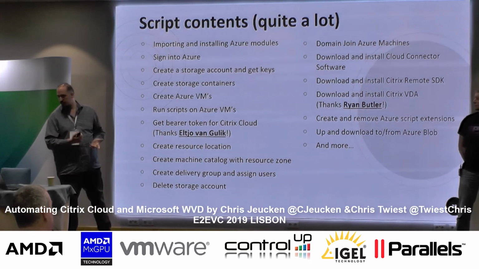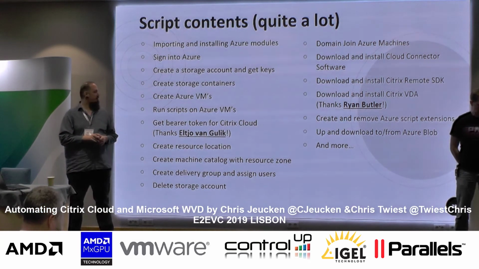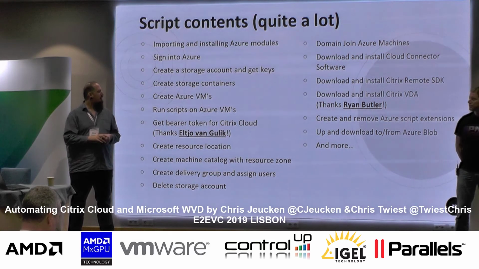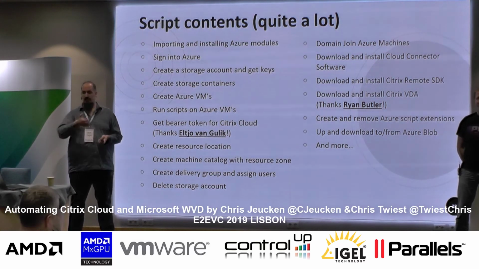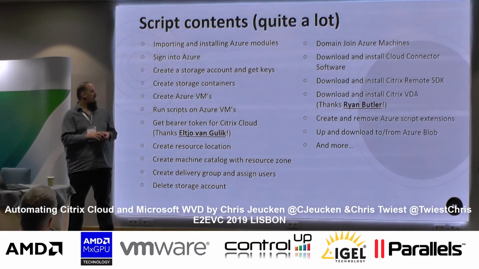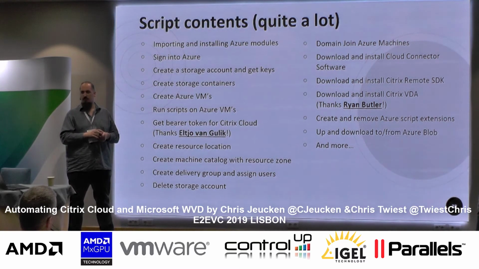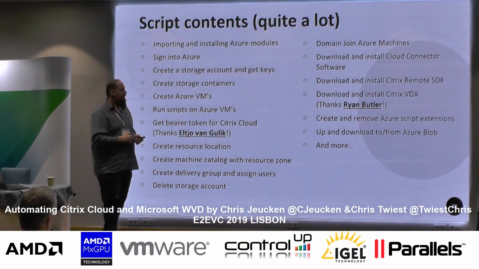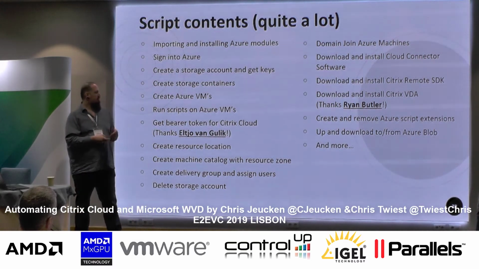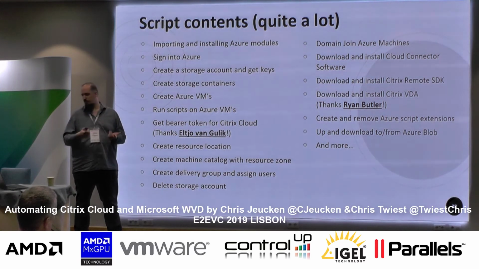Yeah. We also do domain join for Azure machines. It's a function. Download and install the Cloud Connector software. Download and install the Citrix Remote SDK, because we need that on the Cloud Connector. And download and install the Citrix VDA. Or at least the download VDA part, Ryan Butler has already wrote a script of that, so we just use this script. The install part we did ourselves. Not really, I think most people have automated their VDAs. Create and remove those Azure script extensions and upload and download stuff from Azure blobs, and much more is in that script.